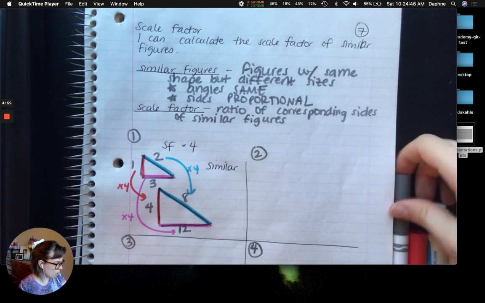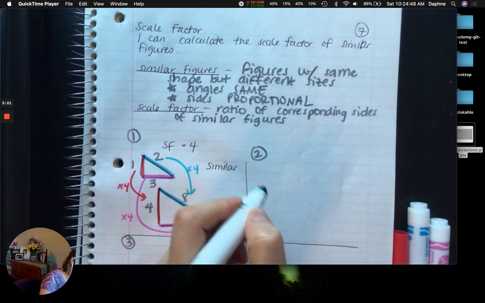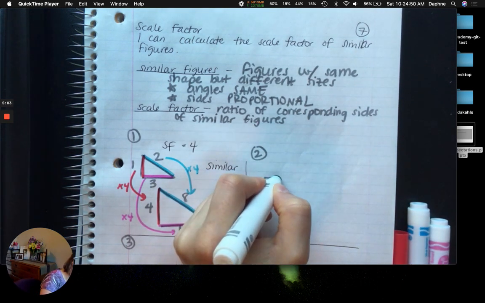Okay, example 2. Let's draw. Maybe I'll do better than I did in class.